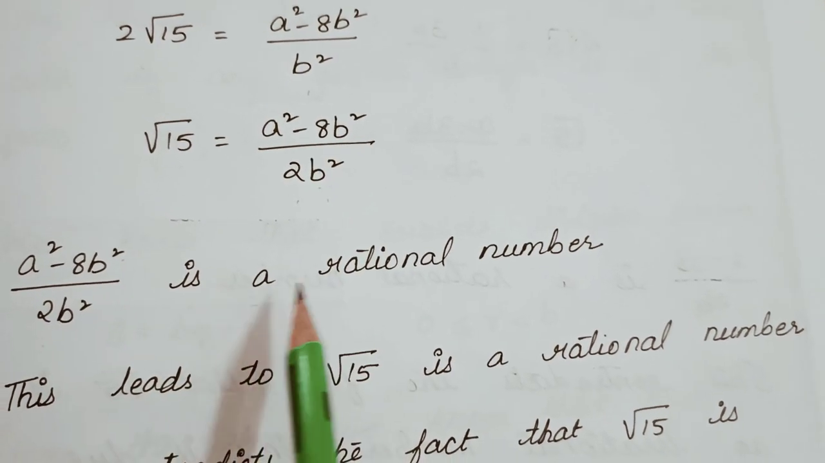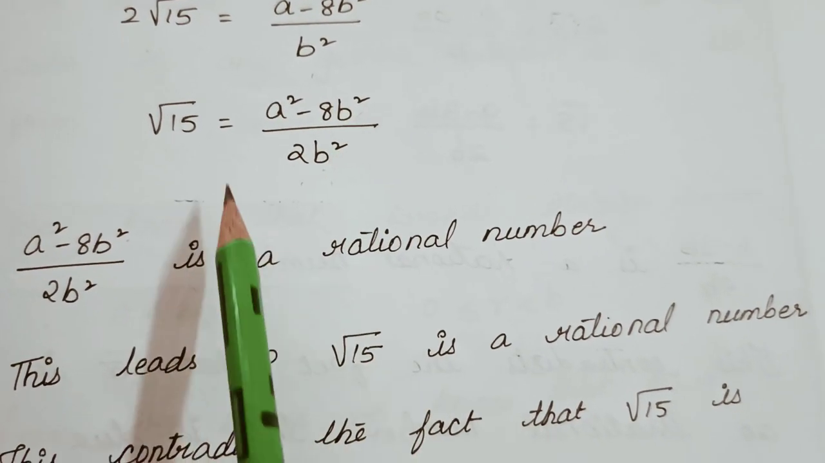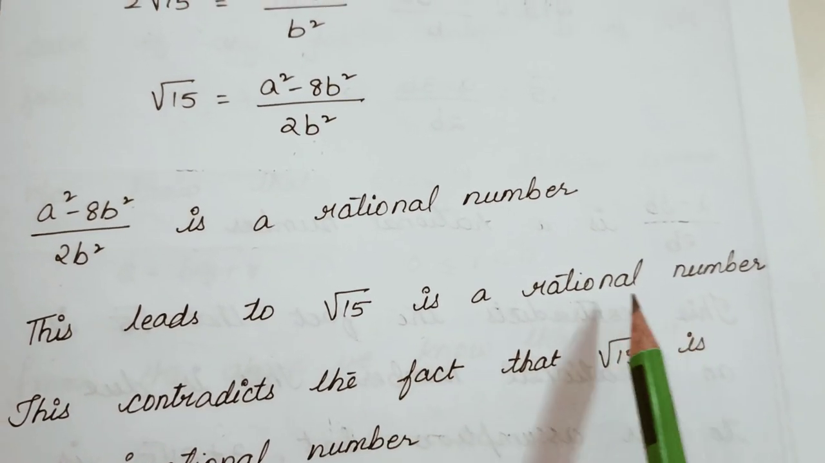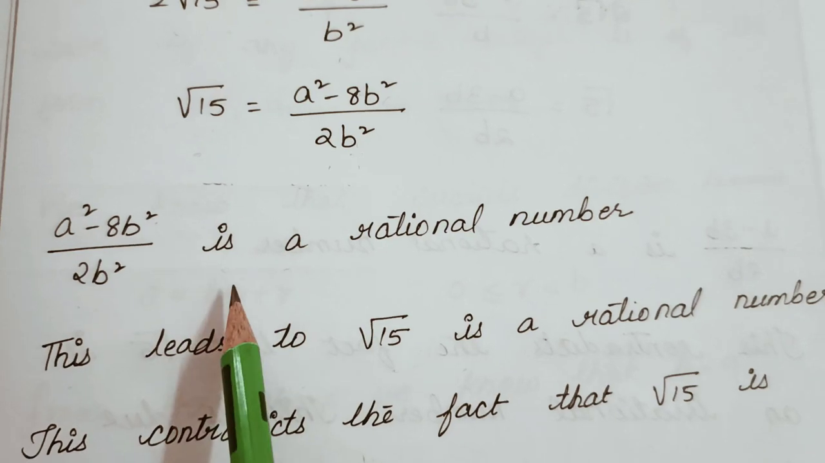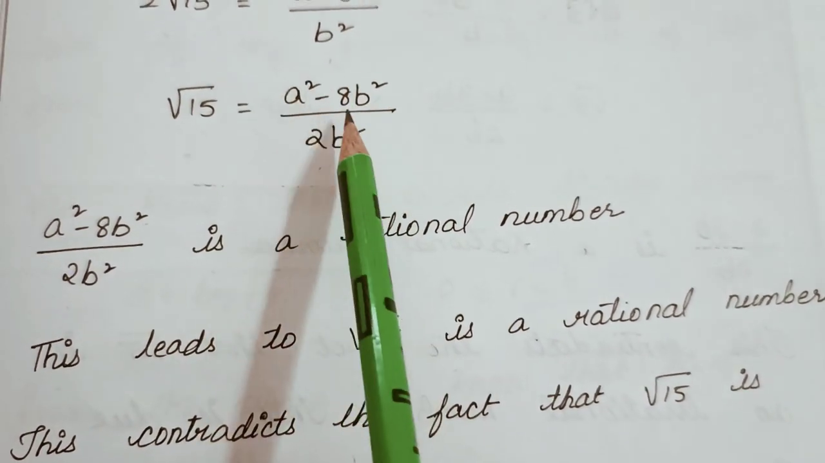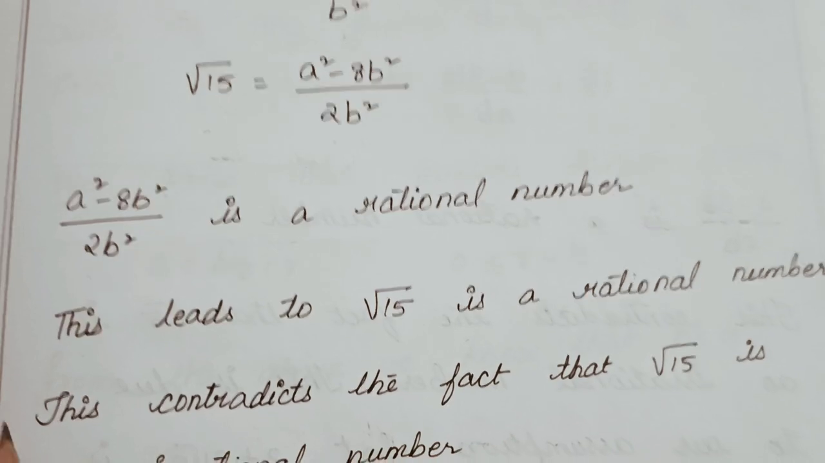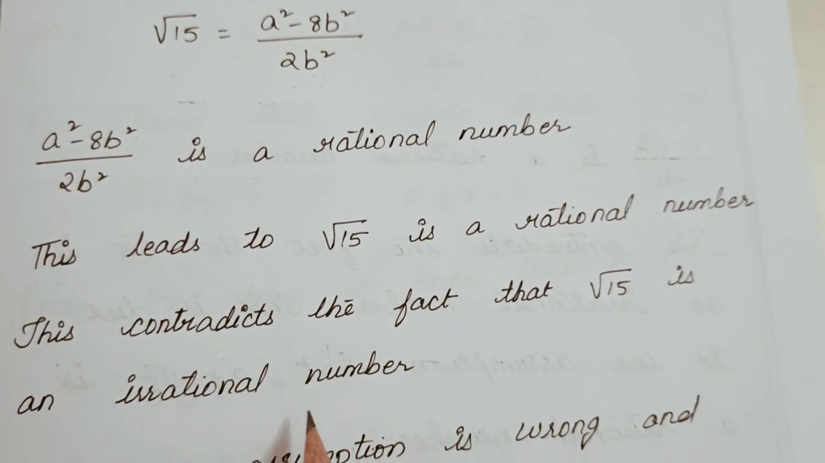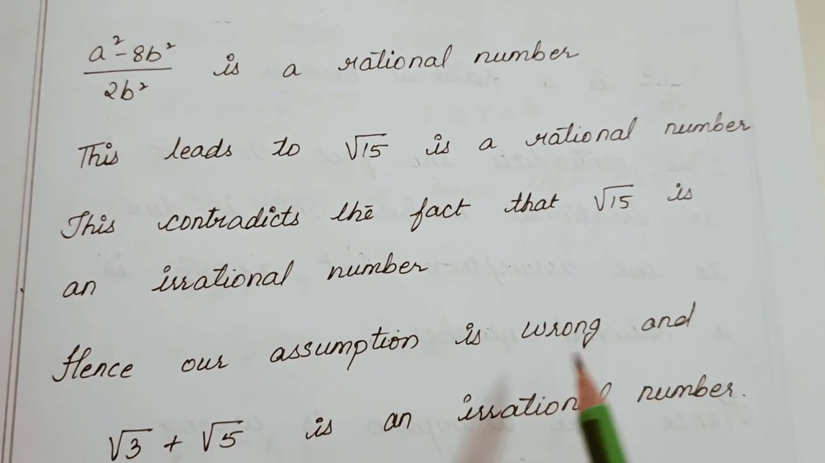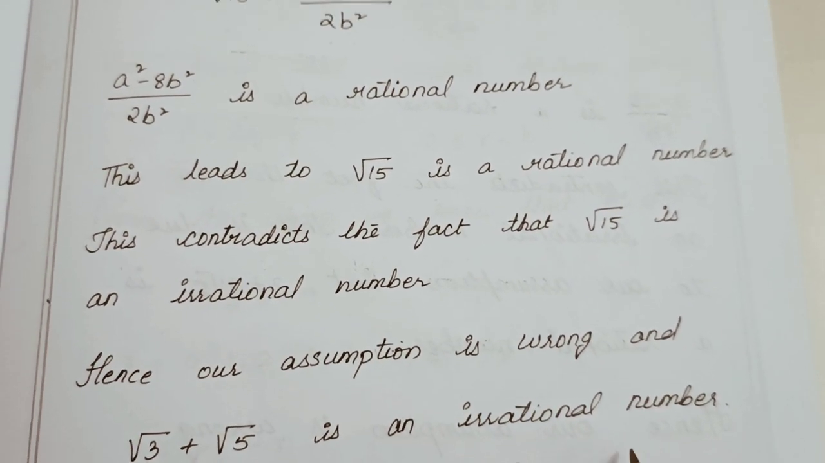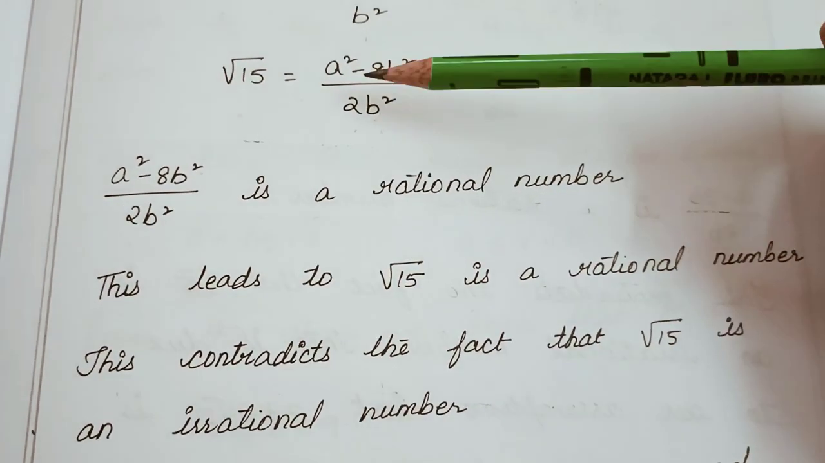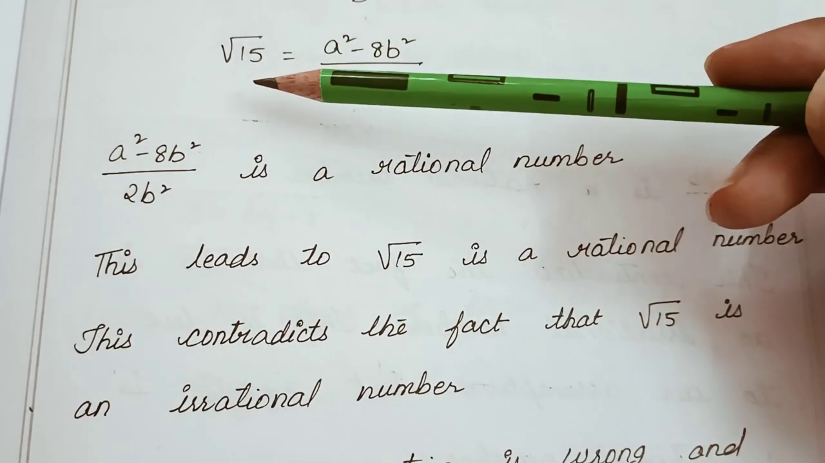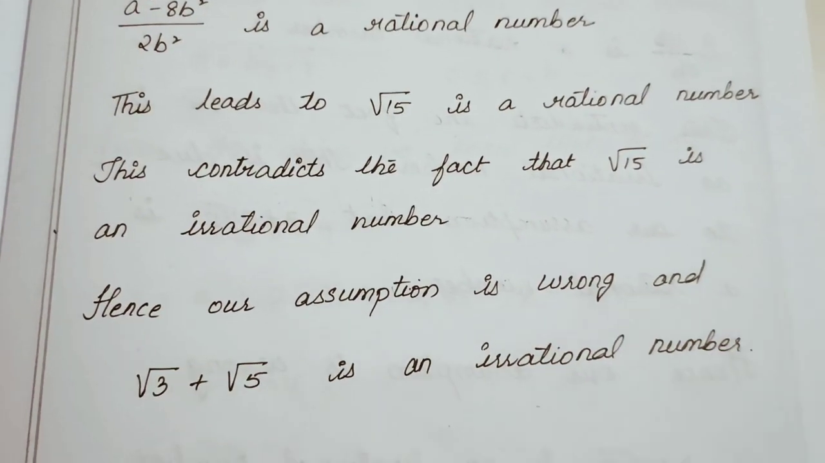This one is a rational number because it is in a fraction. This leads to root 15 being a rational number, because root 15 is equal to a rational number. But we know that root 15 is irrational. This contradicts the fact that root 15 is an irrational number. Hence, our assumption is wrong and root 3 plus root 5 is an irrational number. We can't say root 15 is rational, as root 15 is an irrational number.